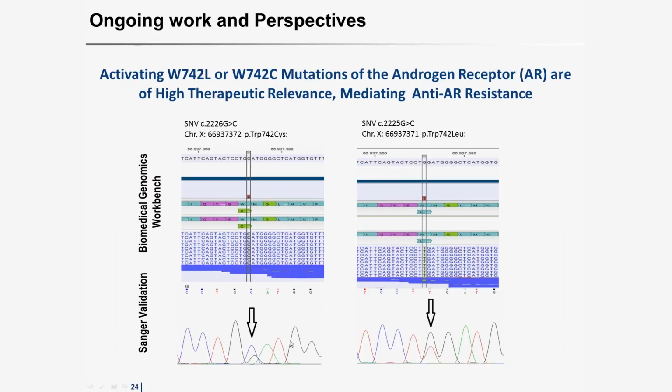And in our study, we found typical androgen receptor mutations which activate this transcription factor, and we always validated our mutation when we use a panel for the first time by Sanger sequencing.